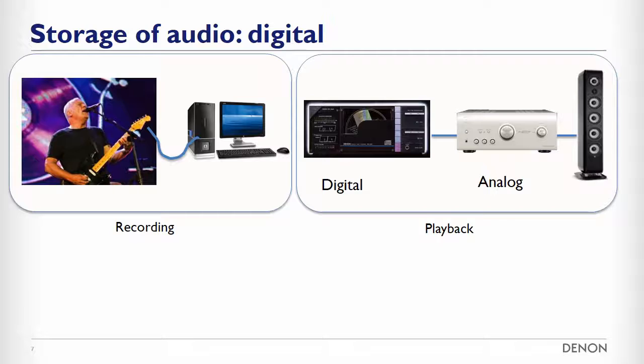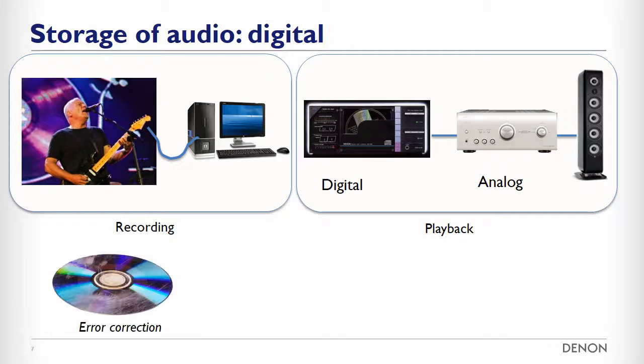So why would we make it so complicated? What is the advantage of adding these conversions between analog and digital? Well, there are a number of significant advantages to digital audio. The first one is error correction. A CD contains extra information to make error correction possible. So if you scratch a CD, the CD player can correct for this.